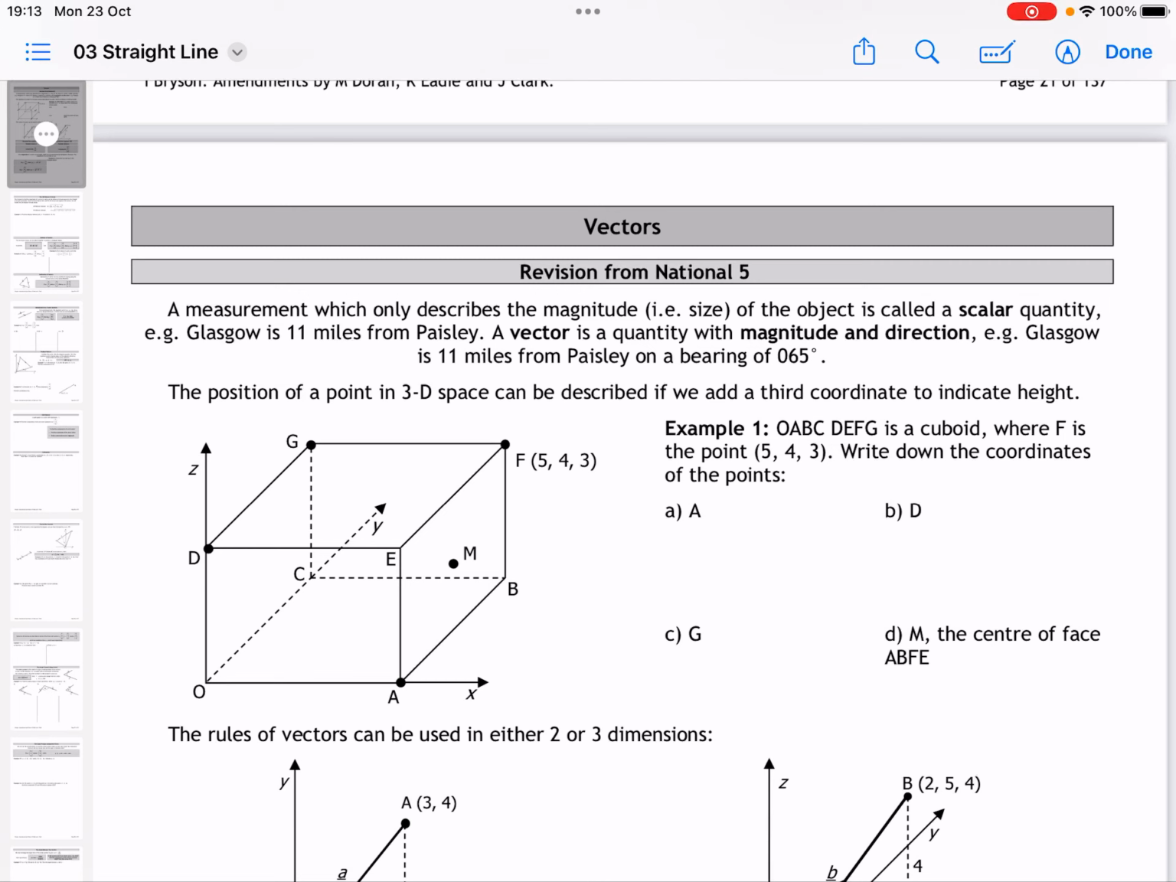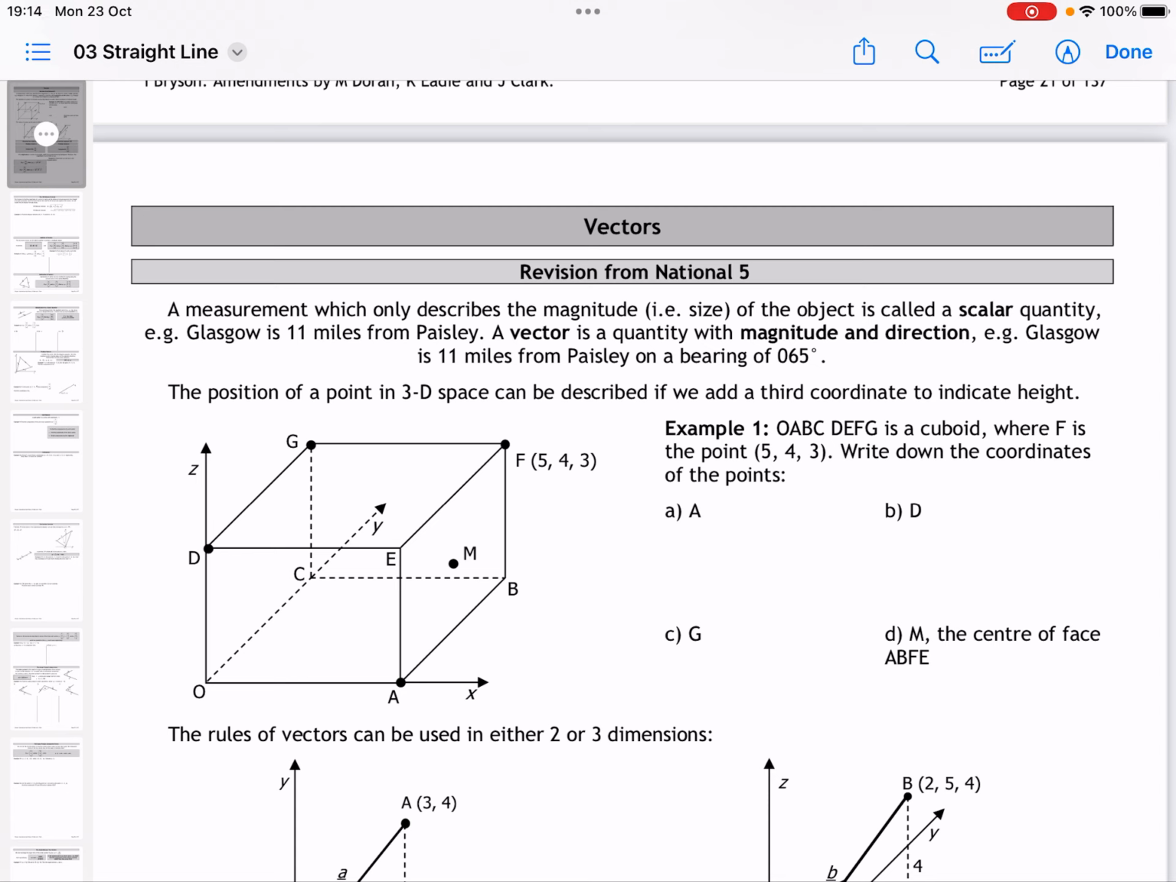Vectors. Revision from National 5. A measurement which only describes the magnitude, i.e. the size, of an object is called a scalar quantity. For example, Glasgow is 11 miles from Paisley. The 11 miles, the distance, is a scalar.